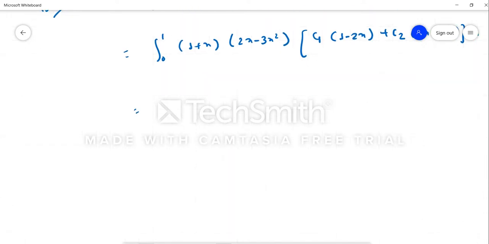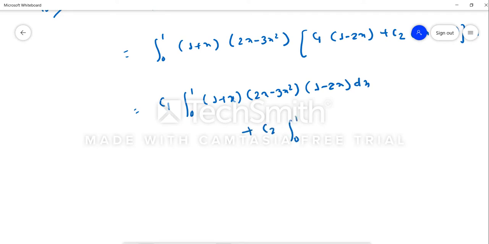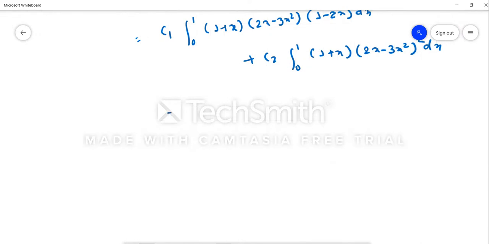1 plus x, 2x minus 3x square, 1 minus 2x dx, then the c2 term from 0 to 1, 1 plus x, 2x minus 3x square whole square dx. Then on solving we will get 17 over 60 c1 plus 7 over 30 c2. So these values will give us the K matrix.